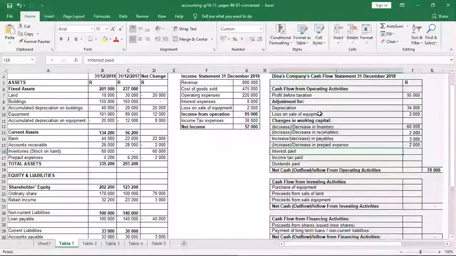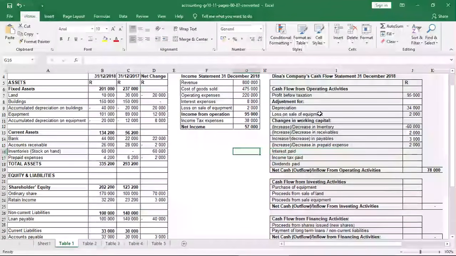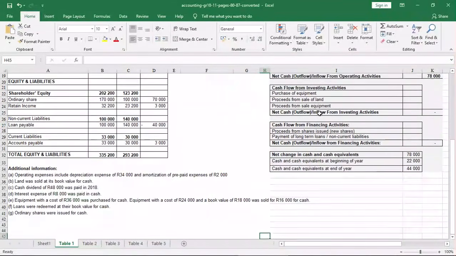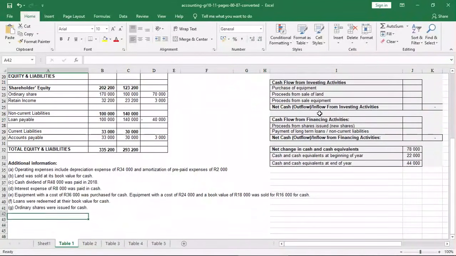So you can see those ones are very easy. You just need to take the figures from your balance sheet and know when to minus it and when to add it. So now we have to add our interest paid, if we had any interest paid. In our income statement, you can see that we have interest expense of 8,000 rand. And if we go down, it tells us in D, interest expense of 8,000 rand was paid in cash.